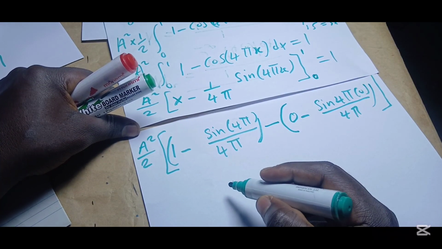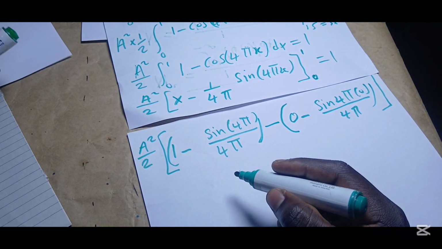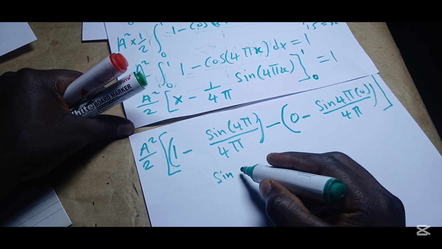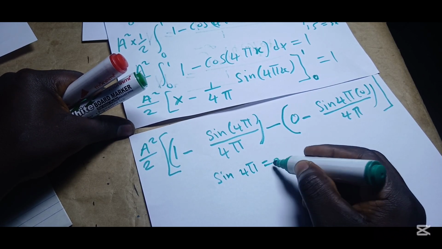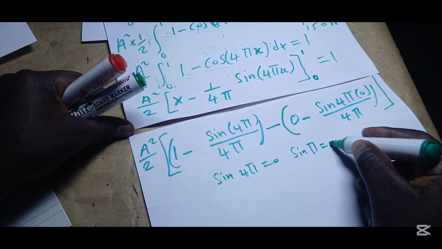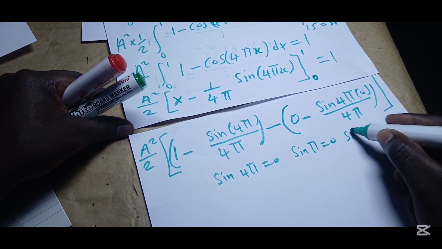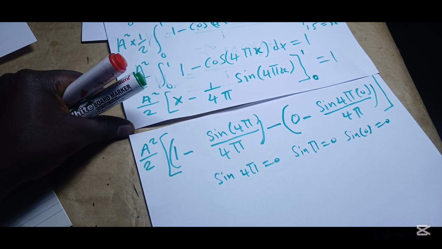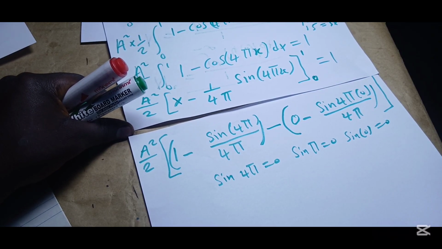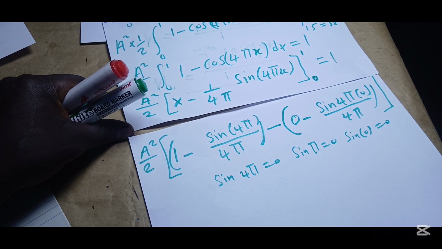Another identity that you need to know is sine 4 pi equals 0, sine pi equals 0, and sine 0 equals 0. Those are the things you need to know when you are dealing with problems like this.